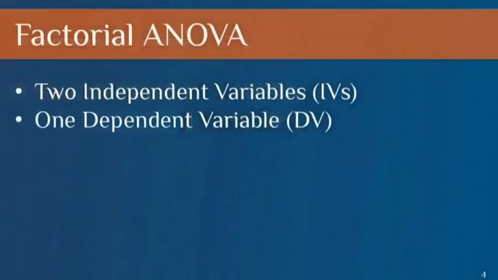Hi, welcome back. We're up to lecture 17, and the topic in today's lecture is factorial ANOVA. So in the last lecture, we covered an introduction to ANOVA via a one-way between groups ANOVA. Now we're going to add in a second independent variable and cover factorial ANOVA. So in a factorial ANOVA, we'll have two independent variables and one continuous dependent variable.